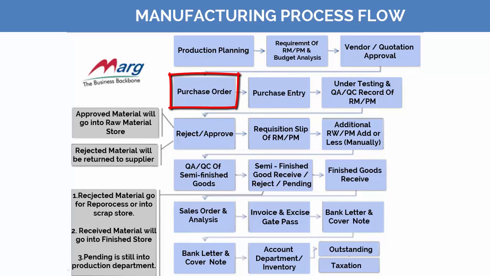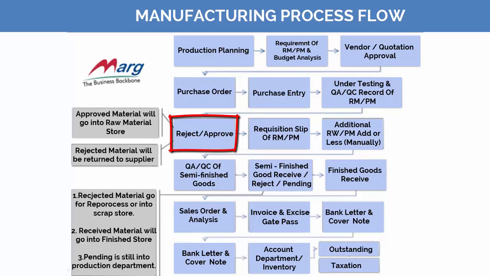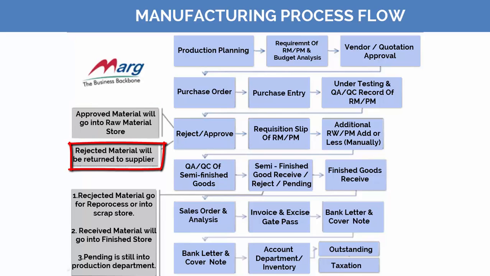And then we generate a purchase order. After the purchase order is generated, the goods are received, and then we do its purchase entry. After purchase entry, we have two options: whether you want the purchased materials to go under testing for quality check or not. After the stock has gone through testing, it will either be approved or disapproved. If the stock is approved, it is transferred to the store, and if it is rejected, it will go back to the supplier.